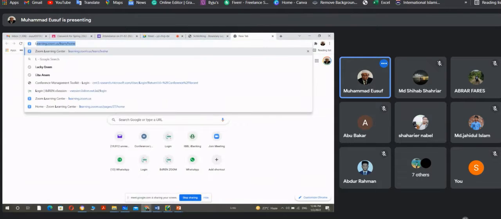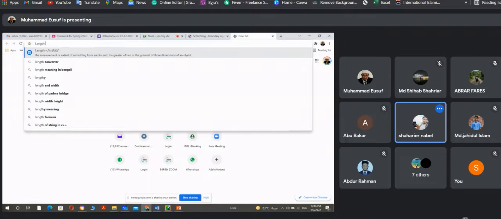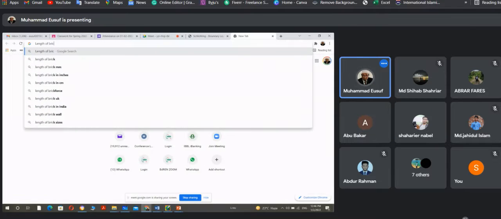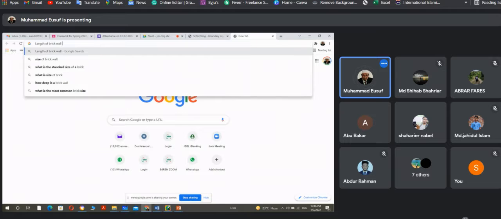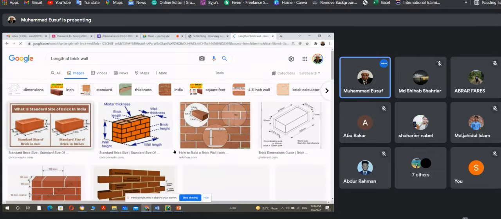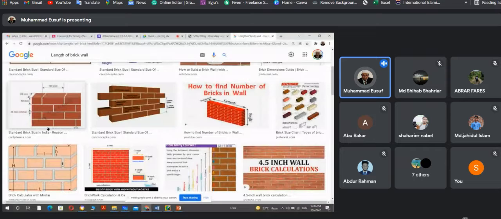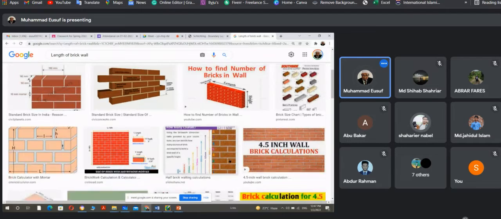Okay? Length is the length of the brick wall. This is the length of the wall, and this is the height. This is the length, this is the height.